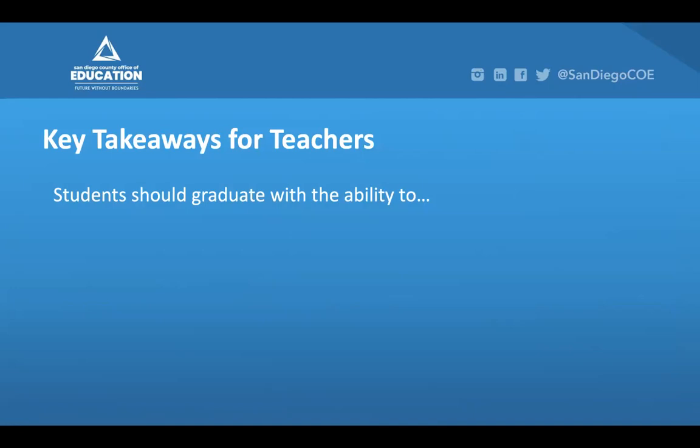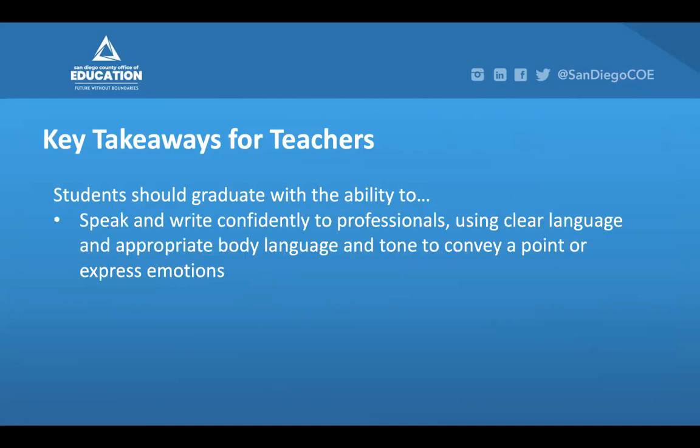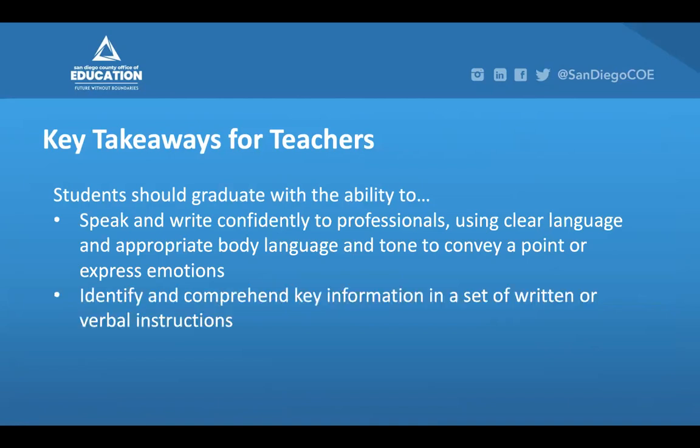So with regards to communication, collaboration, and emotional intelligence, we want to see students graduating high school with the ability to speak and write confidently to professionals using appropriate language, body language, and tone to convey a point or articulate emotions. Students should be able to identify and comprehend key information in a set of instructions. And then, of course, they need to be able to collaborate effectively as a group.